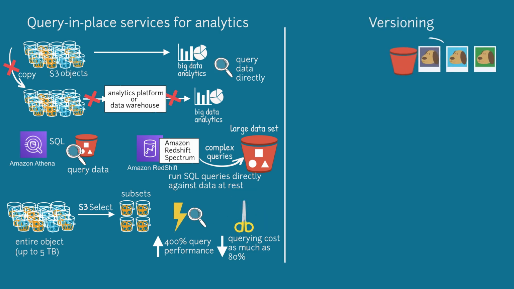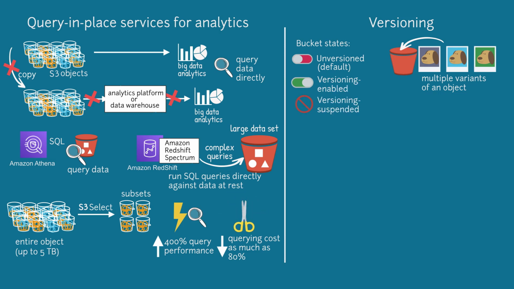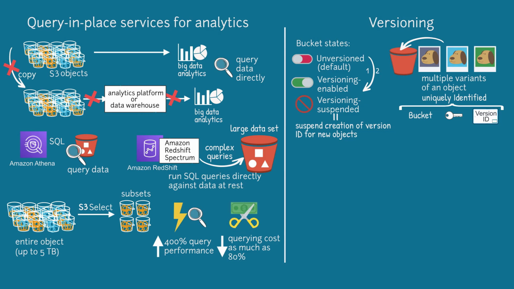Versioning is a means of keeping multiple variants of an object in the same bucket. Buckets can be in one of three states: unversioned, the default, versioning enabled, or versioning suspended. When versioning is suspended, it will suspend the creation of version IDs for new objects, but preserve all the existing object versions. Once you enable versioning, the combination of a bucket, key, and version ID uniquely identify each object. After the bucket is version enabled, it can never return to an unversioned state. You can, however, suspend versioning on that bucket.